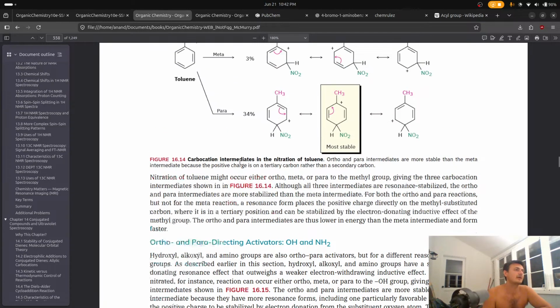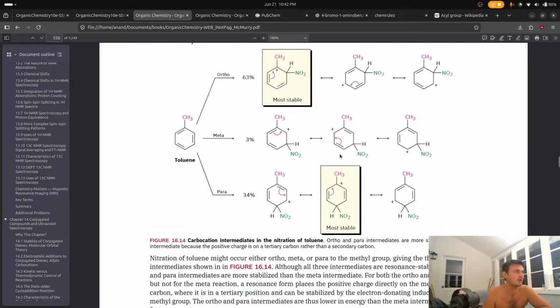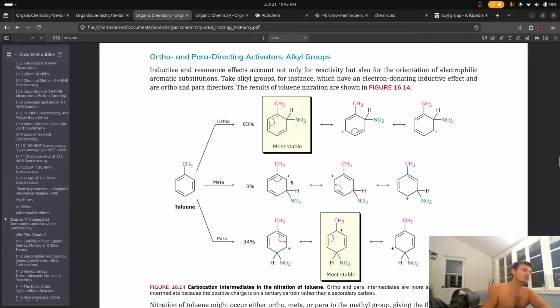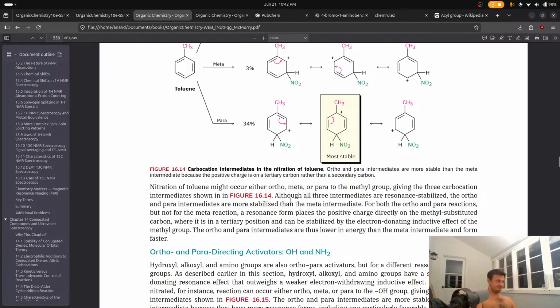Oh, okay, I got it. Wait, but this one, oh yeah. Here in the meta, you can't get the carbocation because of the 2 hops. The hops have to be in. All right. So it's mainly about the fact that the carbocation can be stabilized by the methyl group.